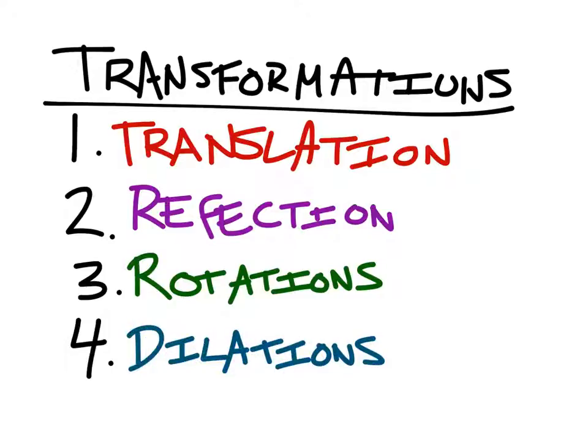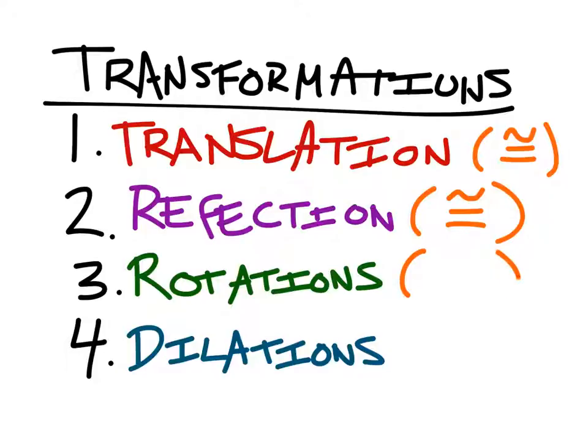Now if we look back, hopefully you remember that translations do not change the shapes, so they maintain congruence. Reflections sometimes change the orientation, but not the size of the shape, so they maintain congruence. And rotations also sometimes change the orientation of the shape, and so they also are congruent. Dilations, however, are not congruent, but they do produce what we call similarity.